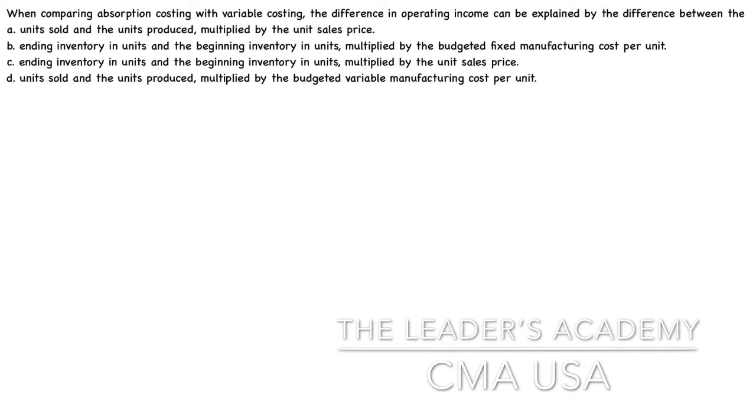When comparing absorption costing with variable costing, the difference in operating income can be explained by the difference between the option A, units sold and the units produced multiplied by the unit sales price; option B, ending inventory in units and the beginning inventory in units multiplied by the budgeted fixed manufacturing cost per unit; option C, ending inventory in units and the beginning inventory in units multiplied by the unit sales price; option D, units sold and the units produced multiplied by the budgeted variable manufacturing cost per unit.